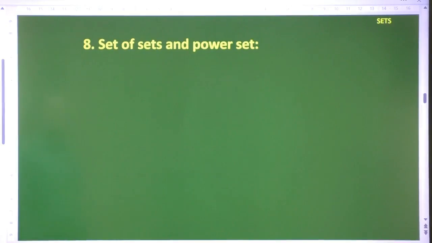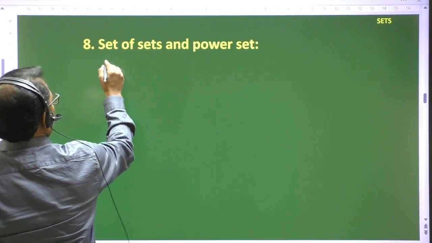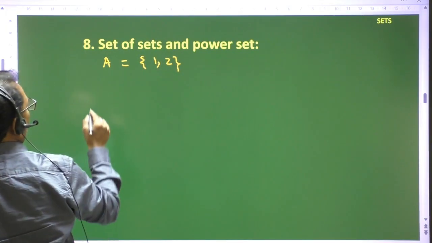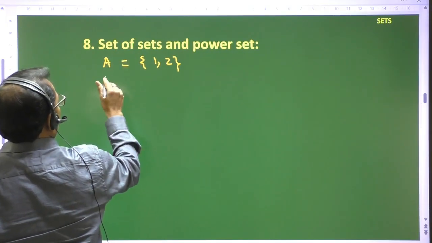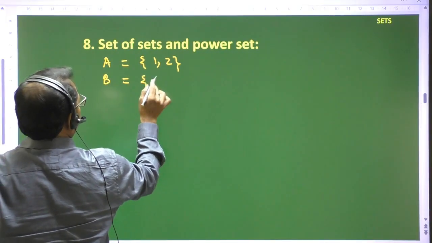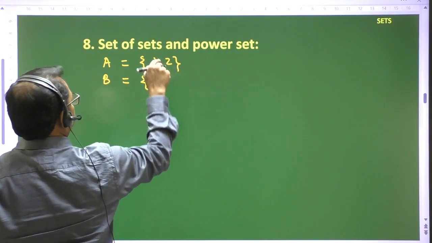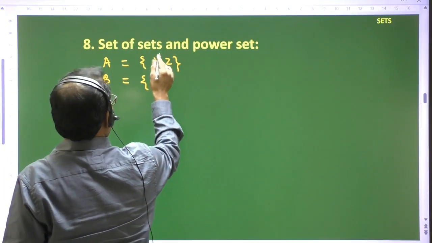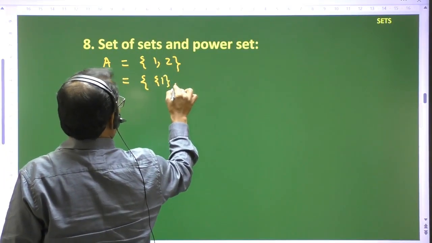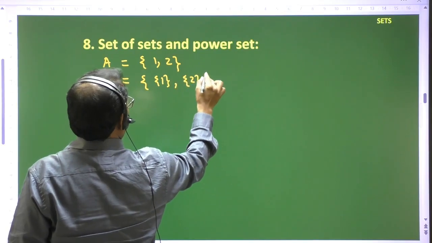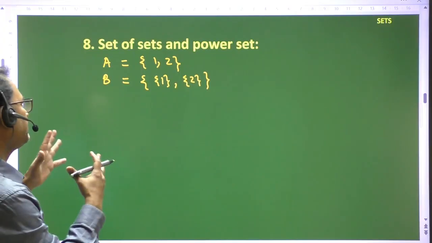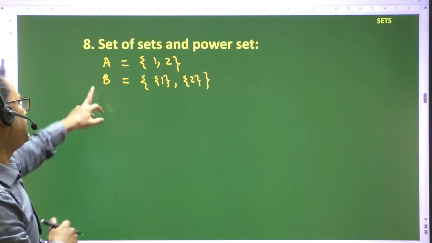Now next is set of sets and power set. What is the meaning of set of sets? Suppose A is a set which contains the elements 1 and 2. Now if I make another set whose elements are again sets. Set of sets means a set whose elements are also sets. For example, from here I am taking 1 and putting it here. From here I am taking 2 and putting it here. So I am getting a set which contains sets. So this B is the set of sets.